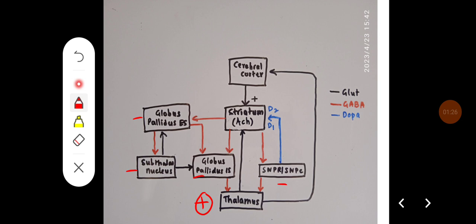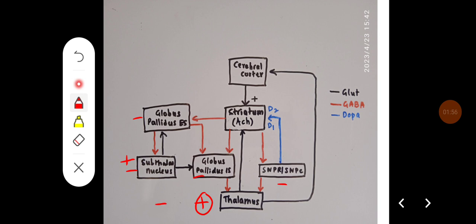In indirect loop, when corpus striatum is activated, it is going to inhibit the globus pallidus externa. Globus pallidus externa in turn inhibits subthalamic nucleus. That is, inhibition of inhibition is disinhibition, and it is going to excite the subthalamic nucleus. Subthalamic nucleus in turn stimulates globus pallidus internus, and globus pallidus internus inhibits the thalamus.